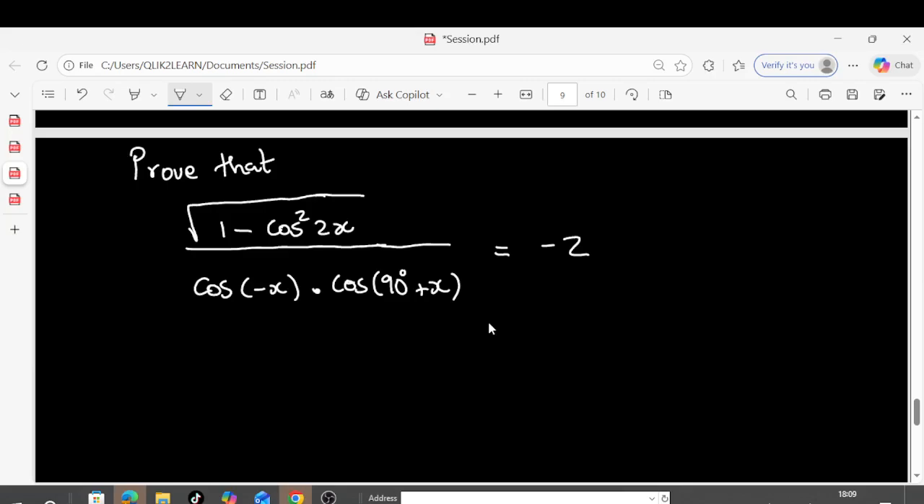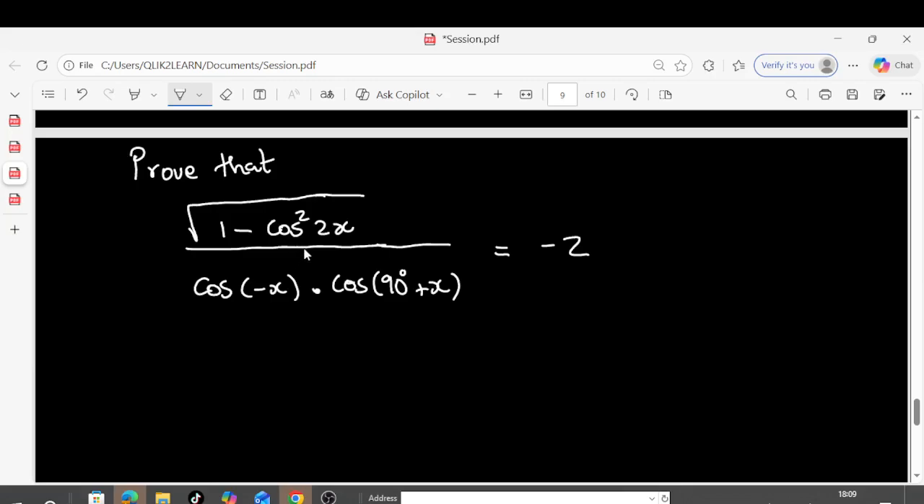Kathleen, I think this is the type of question that you are looking for, because remember, we have negative angles, we have cofunctions, we have identities. So I think this is what you are looking for. Let's try and work on this one. Look at what I have on top.